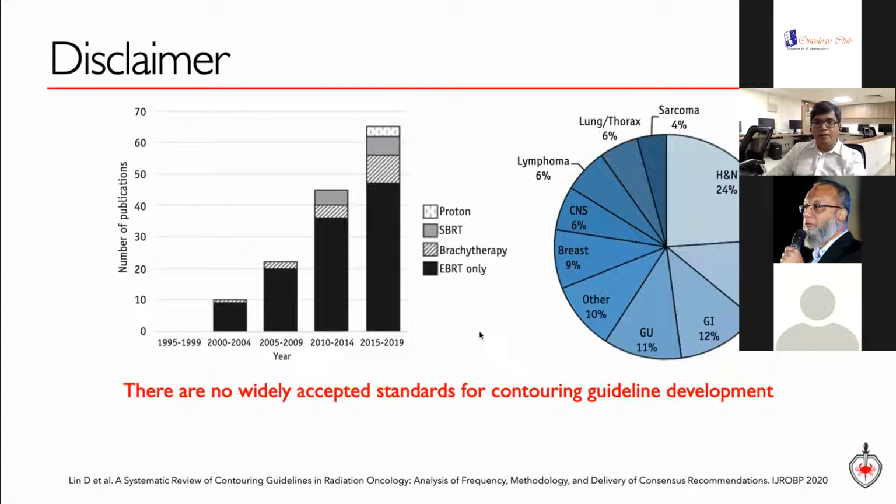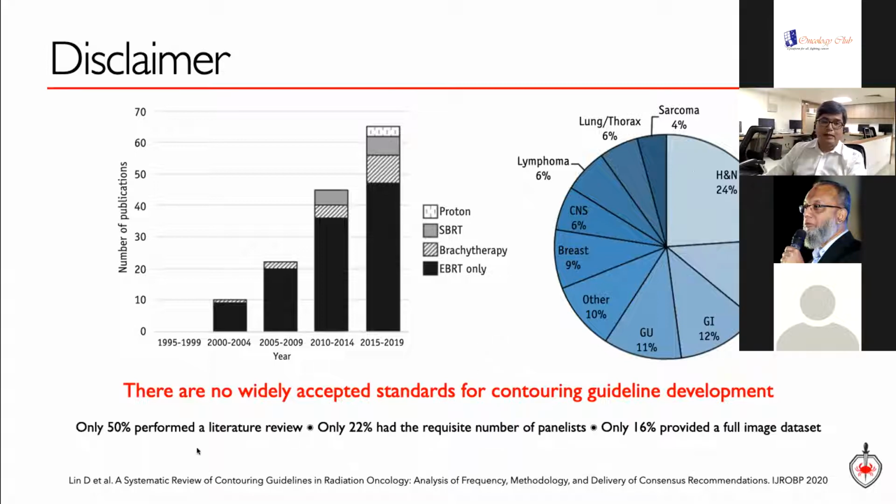But perhaps, I would say disappointingly, only 50% of these guidelines actually perform the literature review before publishing their guideline. And even if the guidelines are developed by consensus, only 22% had a certain minimum number of panelists so that the guideline could actually be adopted more widely. And even more disappointingly, only about 15% or so actually provided full image data.